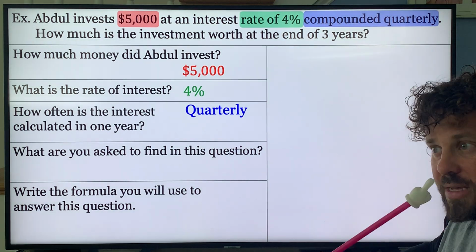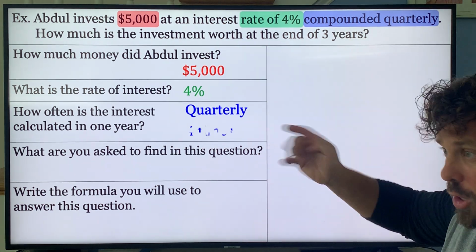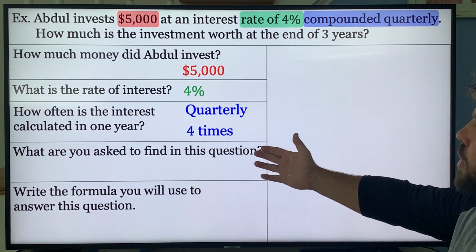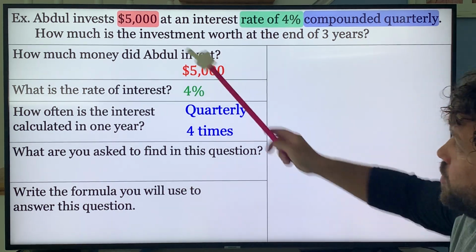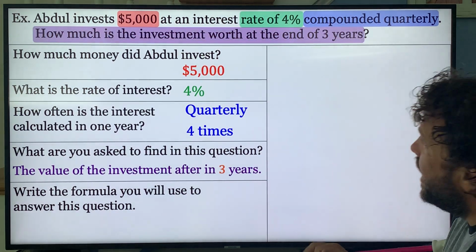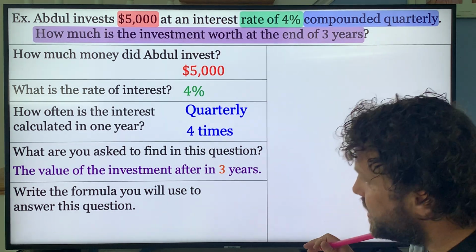Now, what does quarterly mean? Just think of a quarter. How many quarters are there in a dollar? 4. So there's 4 times in a year. What are you asked to find in this question? Well, look for the question mark. It's asking how much is the investment worth at the end of, here's the key, 3 years.